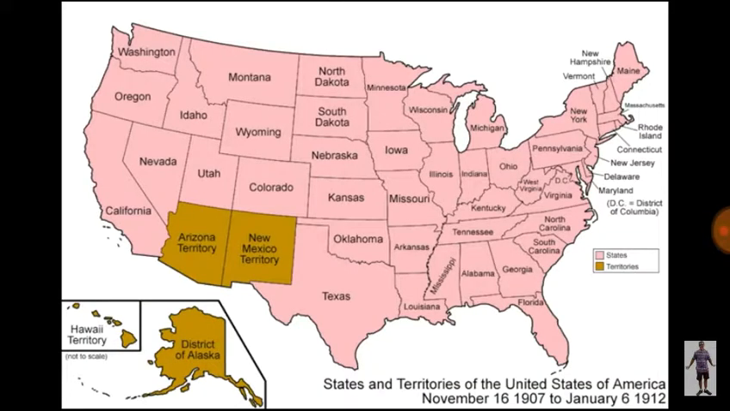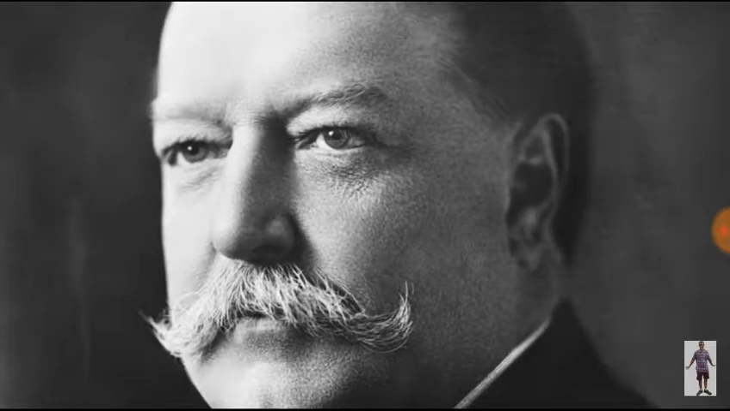This would be the first presidential election Oklahoma could participate in, as they were now a state. And here are the results. William Howard Taft won, becoming the 27th president in American history. Taft won pretty handily. He received 321 electoral votes and 51.6% of the popular vote.